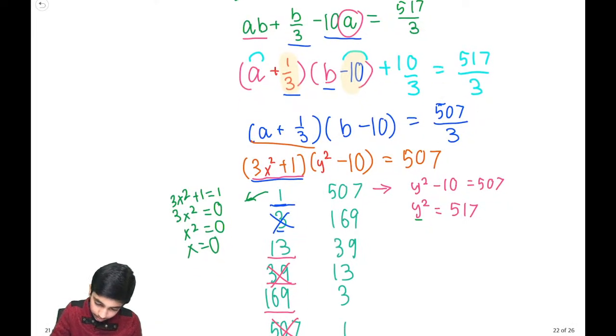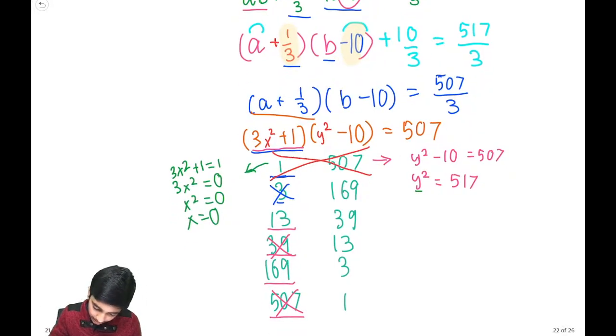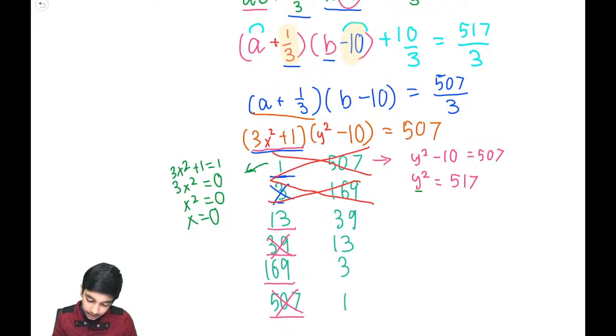So this case does not work, so I'm just going to cross that out. In the second case here, we already know it doesn't work, because we eliminated it in the beginning, because 3 does not leave a remainder of 1 when divided by 3. The third case, 13 and 39, let me just cross these out really quickly.